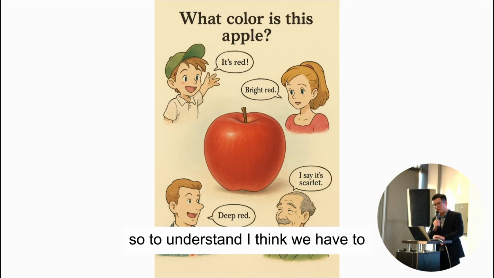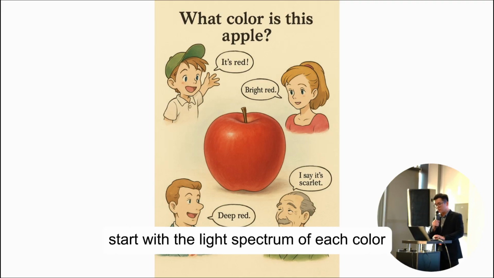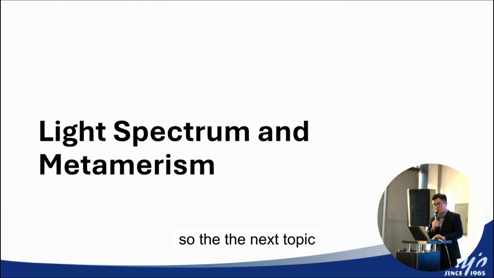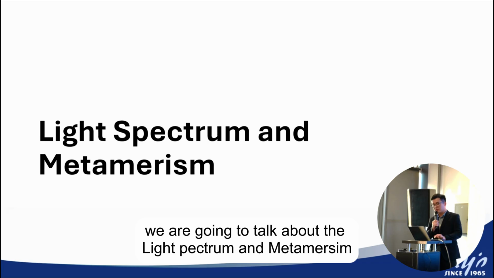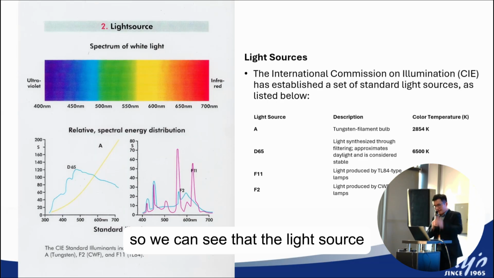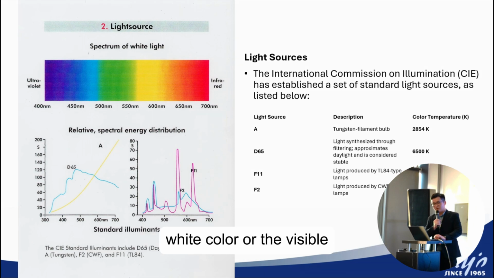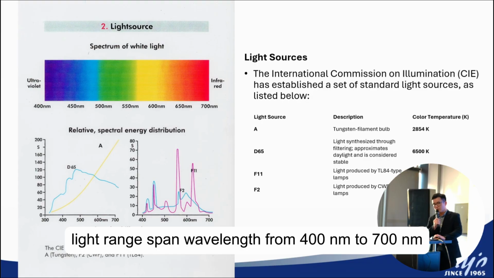To understand, I think we have to start with the light spectrum of each color, and that will help us to look into some problems like metamerism. So the next topic we are going to talk about will be the light spectrum and metamerism. We can see that the light source is the first factor that influences the color we see. White light, or the visible light range, spans wavelengths from 400 nanometers to 700 nanometers.